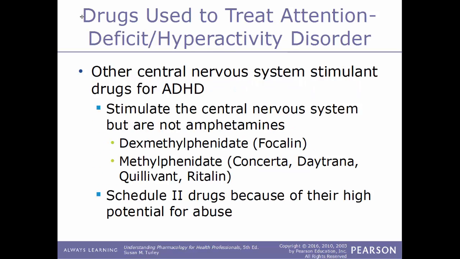Some other central nervous system stimulant drugs that can be used to treat ADHD. Now, these act because they stimulate the central nervous system, but these are not amphetamines. Some examples of this would include dexmethylphenidate, also known by the name Focalin, and methylphenidate, also known by the various trade names Concerta, Daytrana, Quillivant, and of course Ritalin. And these are all classified as Schedule II drugs because of their high potential for abuse.